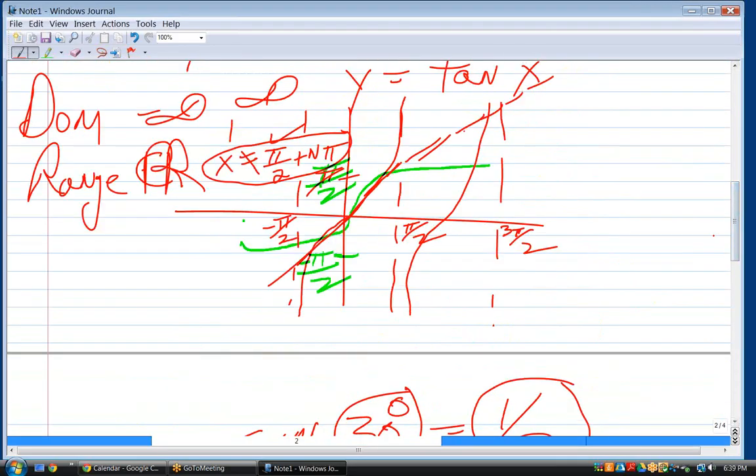Now, what else did they want to know besides domain and range? Upper bound, lower bound, did you say? Well, clearly the upper bound is what? Well, now let's go back and talk about something else here. Okay.